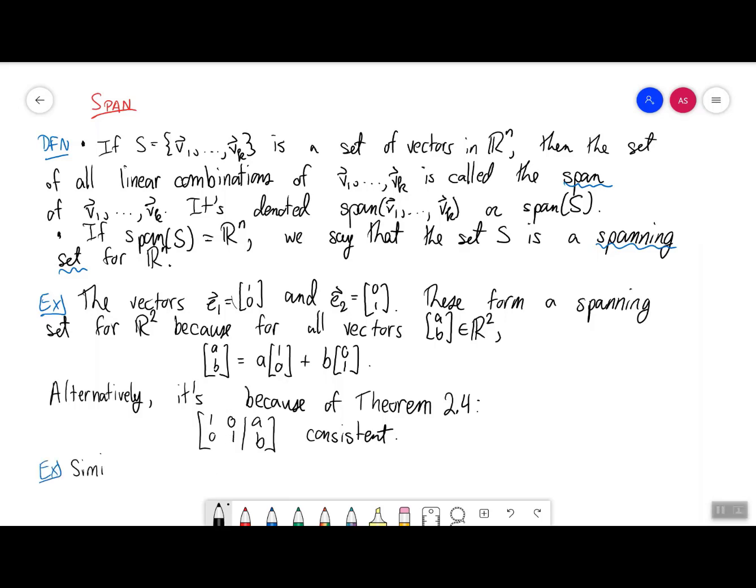Similarly, the standard unit vectors e1 through en of Rn form a spanning set for Rn.